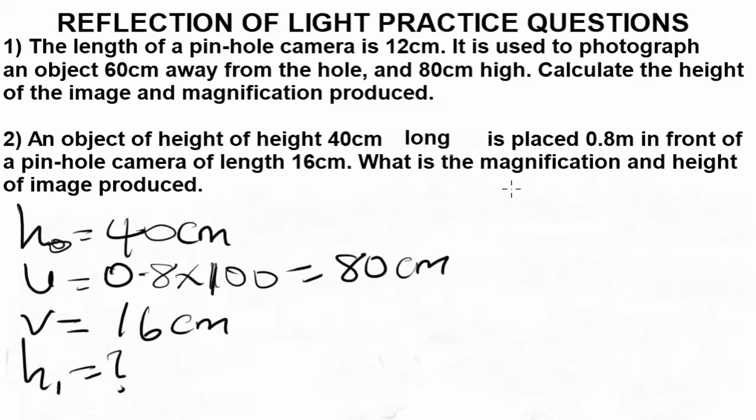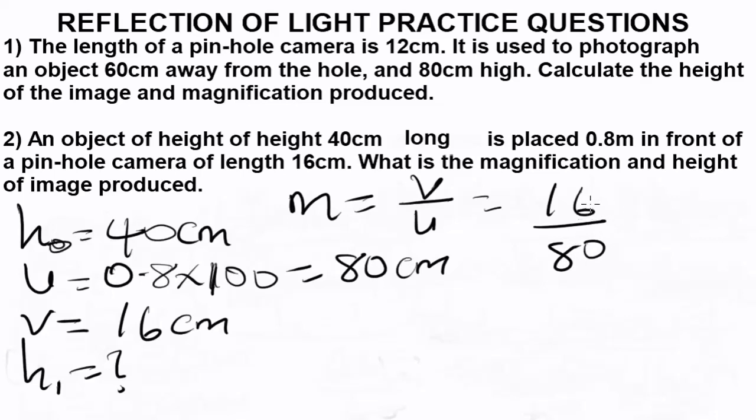So let's begin by finding magnification. As we all know, magnification is image distance over object distance. The image distance here is 16 over the object distance, 80. When you simplify this, 16 over 80 will give us 1/5, which is 0.2. There's no unit for it.